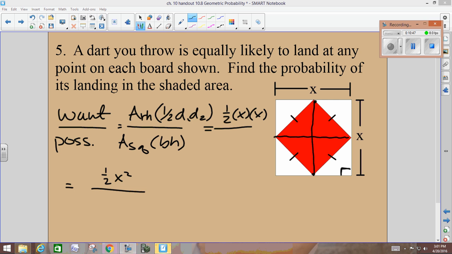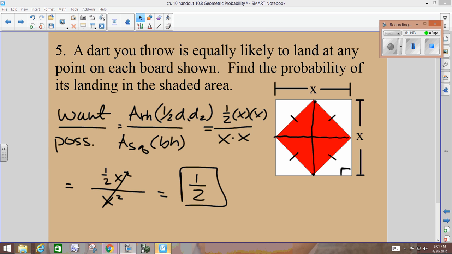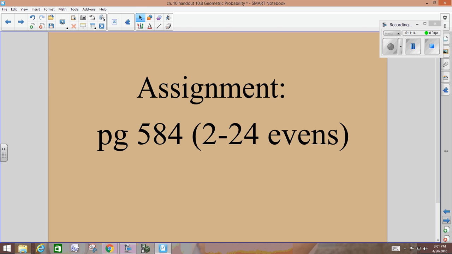Base times height, so what are we going to multiply together? What's x times x? What happens to your x squareds? Yeah, so what's your probability? 1/2. Or 50%. 50% chance it's going to land inside of the red shaded area versus the white ones up here. Okay, good.